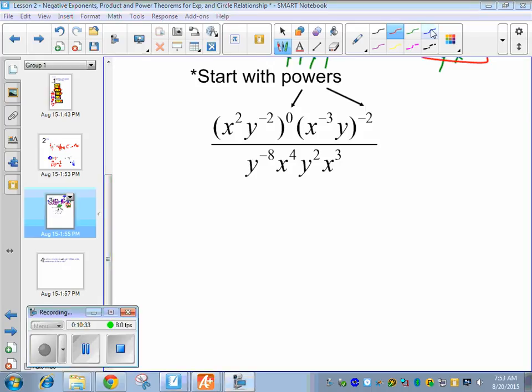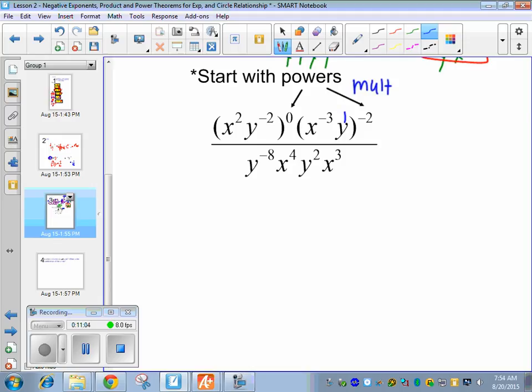All right, so we're going to start with powers, and these powers, what's the rule for those? What do they always do? Add, subtract, multiply, what do we do? Yeah, Ian. Yeah, they always multiply, okay? And they multiply to every power that's inside here. So this 0 would multiply to both of these, 2 and -2. And this -2 would multiply to the -3 and the 1 that's on the y that we don't see, okay?